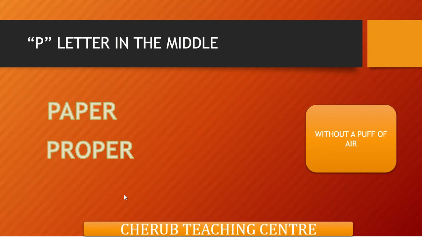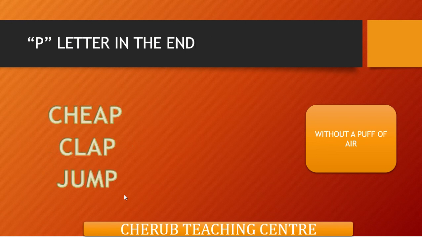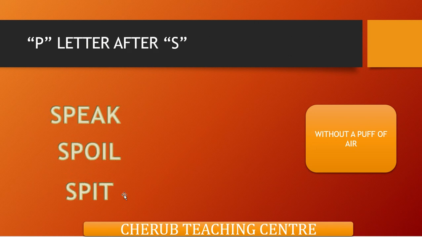And when P is in the middle, it will not come with a puff of air, it would be paper, proper. Okay, when P is in the end, again it will be without a puff of air: cheap, clap, jump. Okay, these are only a few words that I have chosen for you today. And when P and S come in a cluster, that means both these letters together, again it will be without a puff of air, so it comes like speak, spoil, spit.